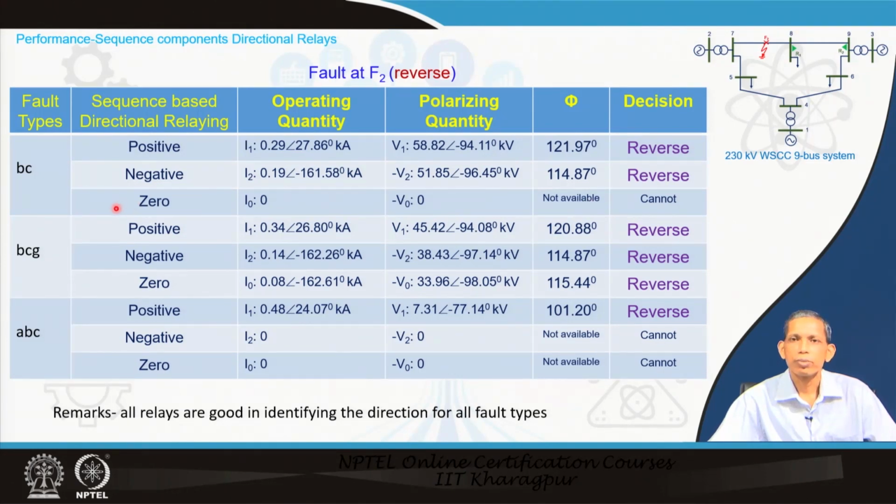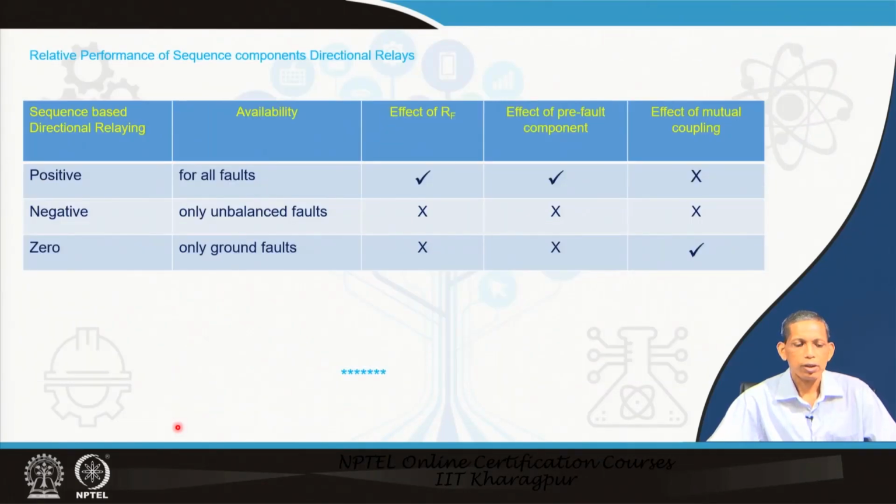However, as usual for the line to line fault and for the 3 phase fault, the zero sequence component is not available, and the negative sequence is not available for the 3 phase fault case. So, in general from the set of observations for different types of fault besides line to ground fault, we see that they are good in identifying the direction of the faults. Overall, we can make some remarks on the performance aspects of the positive, negative and zero sequence relaying principles.